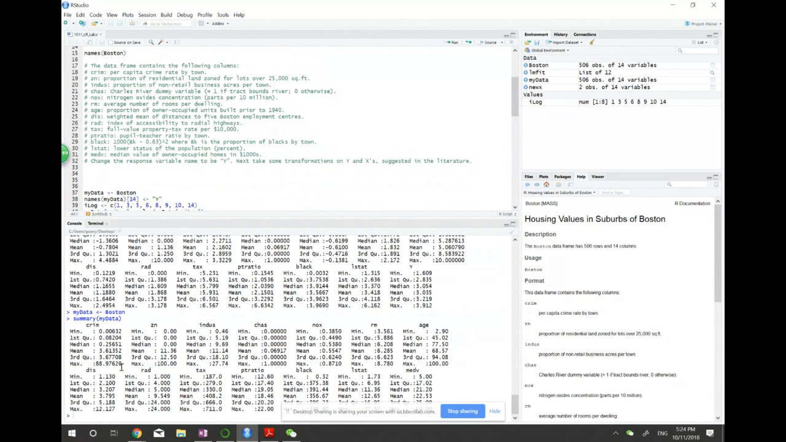For example, here we have the brief summary. We can see that for the first variable, which is crime, the minimum is around zero and the maximum is around 88 or 100. The second goes to a similar range. And when we go to maybe the fifth one, which is the NOx, although we are not sure what it is about, we can see the range is quite different, right?